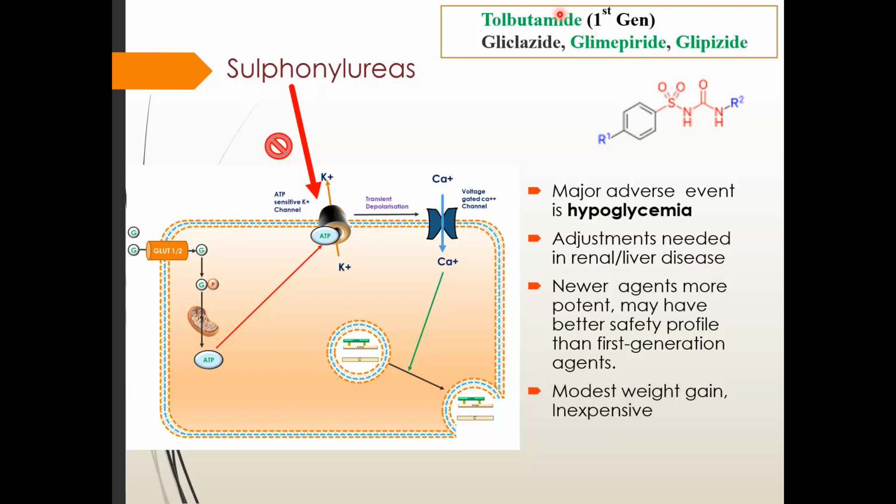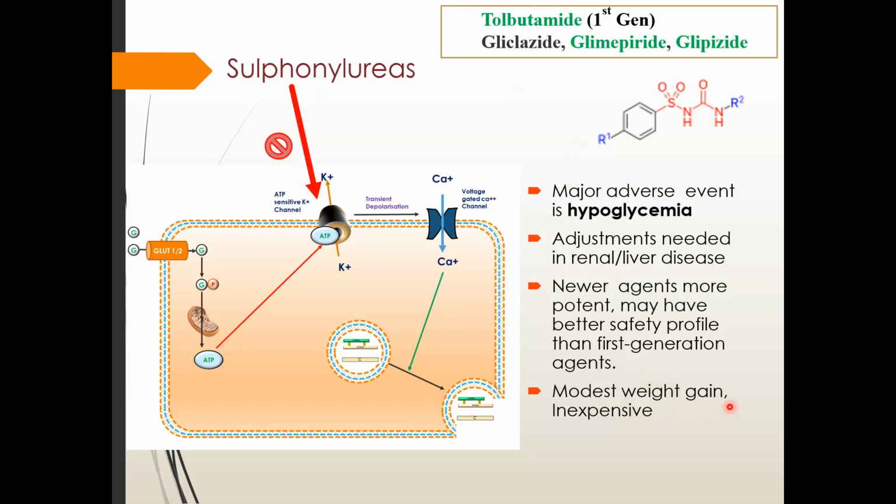Newer agents, that is the second generation, are more potent. That is the major advantage of second generation. They are more potent, like glimepiride is almost 100 times more potent than tolbutamide. So they are more potent and they have better safety profile. And there are some drugs like glimepiride has some additional action like antioxidant action, and they have some vascular benefits also, but it is not proved very much. But they have some antioxidant action like glimepiride and to some extent glibenclamide.